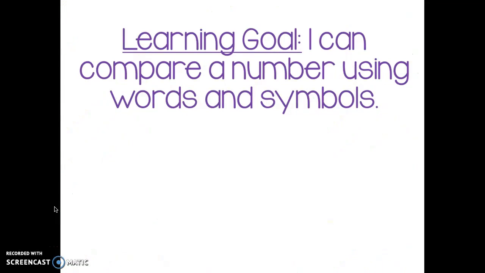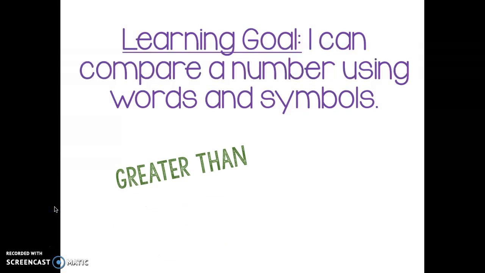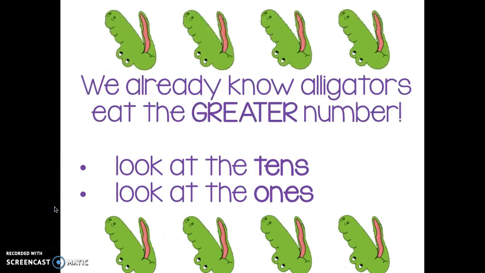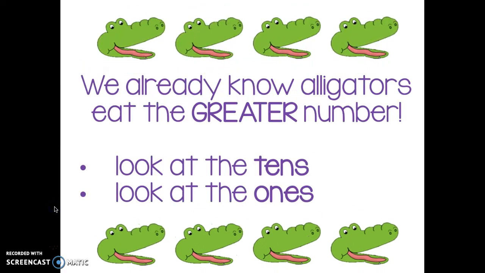Now our learning goal for today says, I can compare a number using words and symbols. We're going to say things like greater than, less than, and equal to, and then we're going to use the symbols, kind of like the alligator mouth, to help us explain the numbers as we're comparing them as well. Let's try it. Just to review, our alligators remind us that alligators like to eat the bigger number. So when we have an opening, it's going to be opening towards the biggest number.